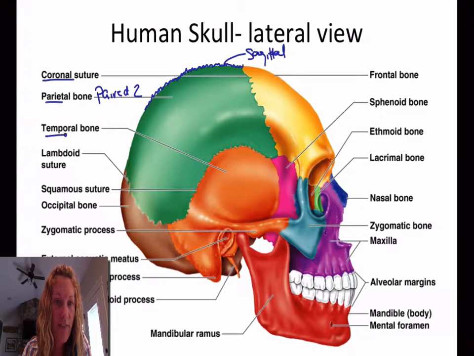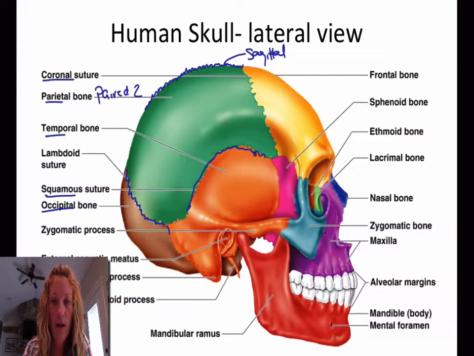Okay, then we have the temporal bone, and the temporal bone is inferior to the parietal bone. Then we have, let's see, the occipital bone. I'm going to go back up to these. So the occipital bone is going to be right back here. It's that brown bone right there. Okay, the lambdoid suture connects what? You tell me. So if it's right here, what's it connecting? It is going to connect the parietal to the occipital. Good.